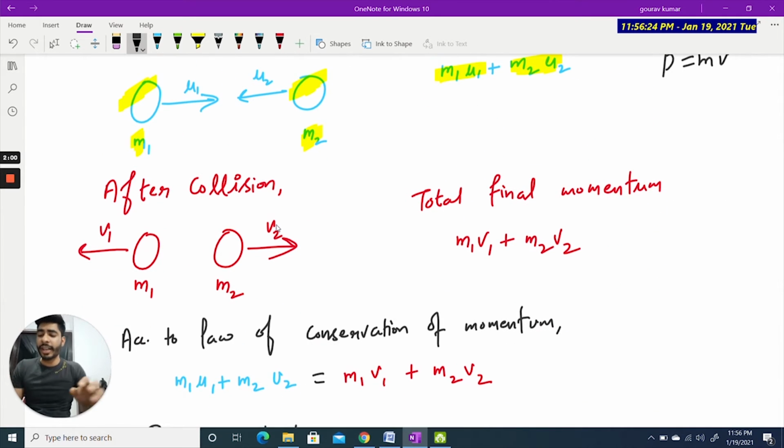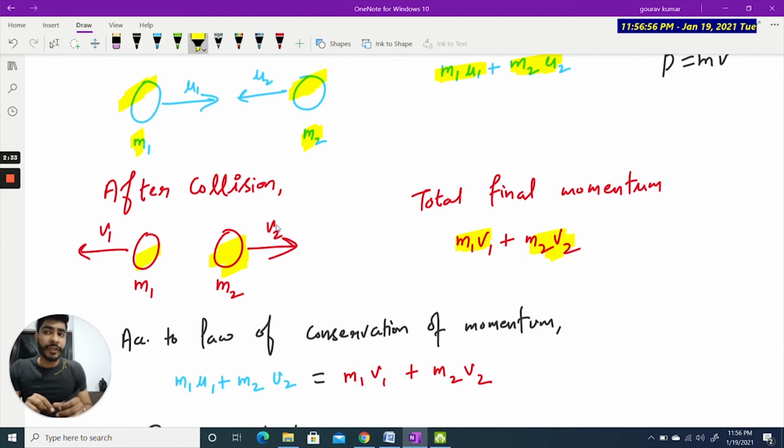So, in the red color, you can see two balls. After the collision, they will move opposite to each other, right? So, their velocities I have written v1 and v2 respectively for masses m1 and m2. So, total final momentum will be m1 v1, which is for the first ball. For this ball, momentum is m1 v1. For the second ball, momentum is m2 v2. So, total momentum will be m1 v1 plus m2 v2.